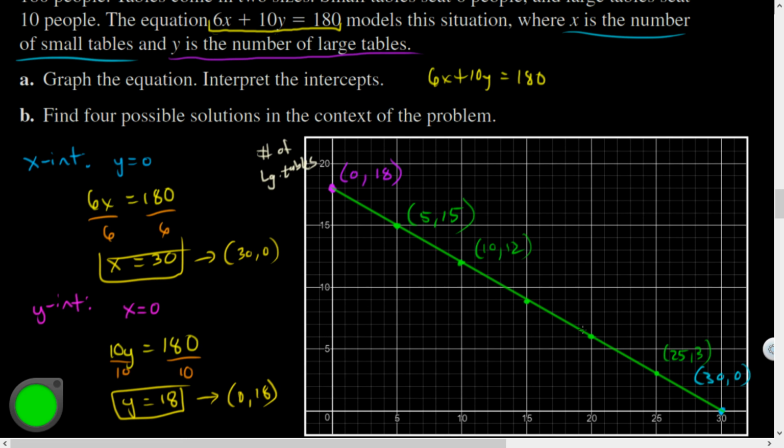Any of the points on this line would represent possible solutions of that equation. And so maybe for some reason you'd only want large tables, or only small, or maybe some combination of the two would make sense. Like here, 15, 9 apparently works, as well as 20, 6, right? They only asked for 4, but that's what this represents: possible combinations of small and large table solutions.